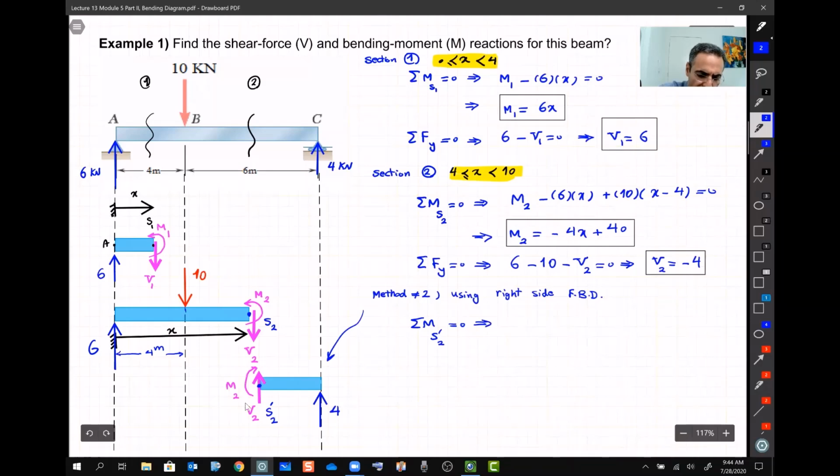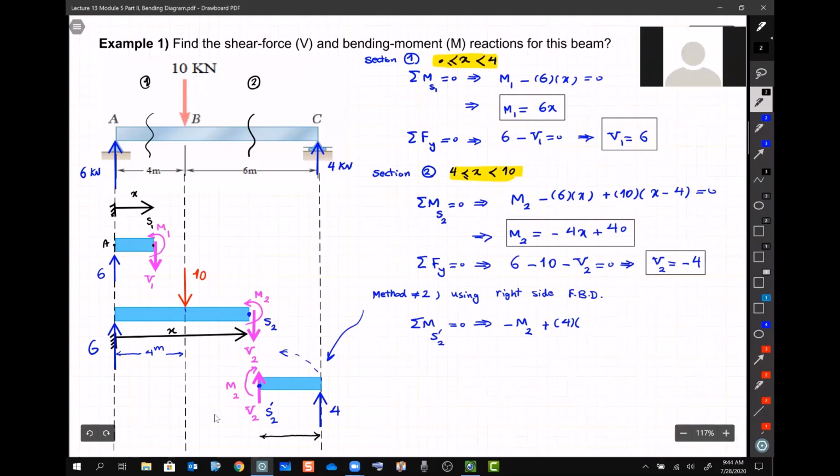So what do we have? We have M2, which is negative because it is clockwise. This V does nothing, and then we have 4, which creates a moment about S, which is positive 4. And now somebody tell me, what is the distance between this 4 and this S prime 2? Because we are taking the moment of this 4 about this S prime 2. We need to find out this distance because we are taking moment. Any idea what this distance is?